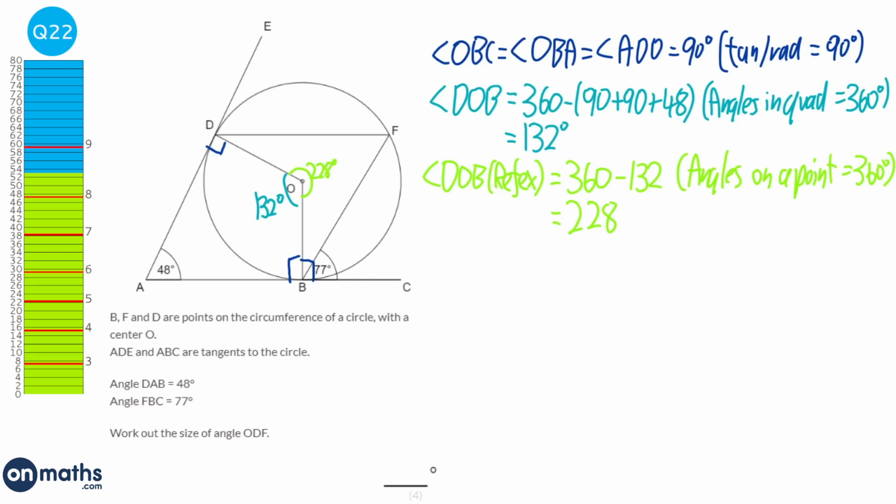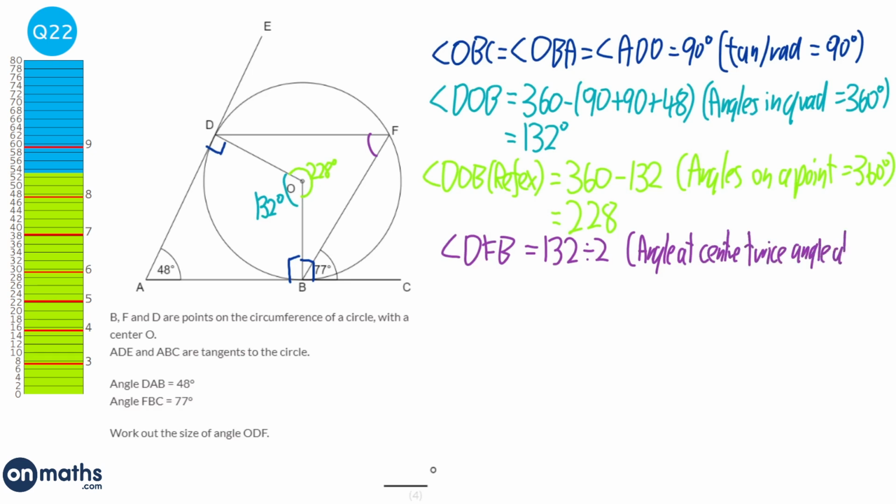Now we can also use the circle theorem to work out this one, because we've got an angle at the centre and an angle at the circumference. And the angle at the centre is twice the angle at the circumference. So angle DFB is going to be 132 divided by 2. Angle at centre, twice angle at circumference. Okay, so when we halve that, so 132, we're going to halve it, so that's 66 degrees. We should really put degrees on these.